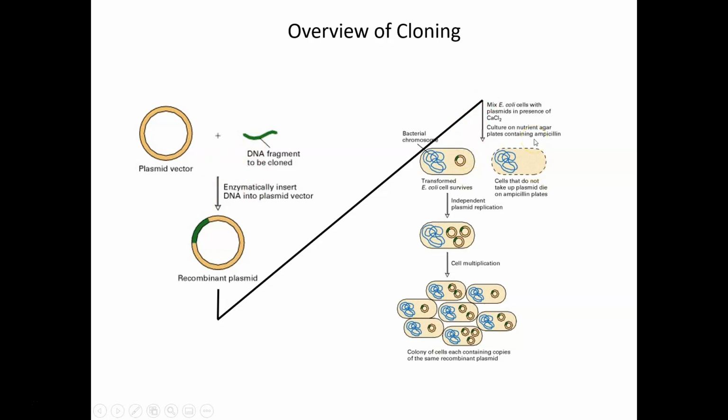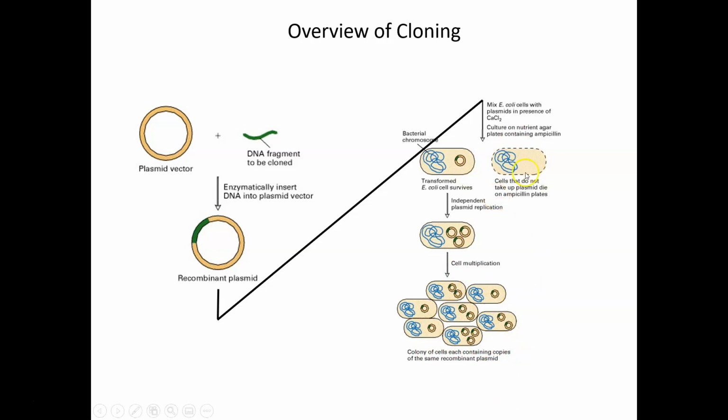Others would not be transformed. They don't get our plasmid, and that's where the selection comes in. Again, we would take those cells and we would plate them all on media containing ampicillin in this case, and only the cells that contain our plasmid would be able to grow in the presence of that antibiotic.